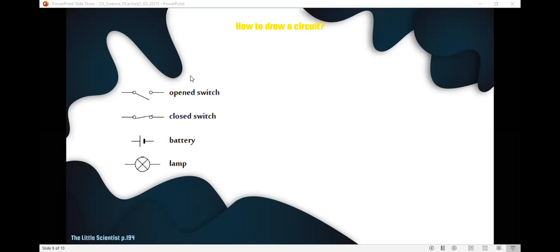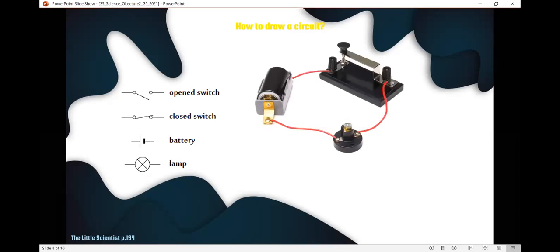To talk about circuits, scientists made symbols to draw diagrams of circuits in an easy way. Instead of drawing a whole battery, a switch, a light bulb, they used symbols. This is the symbol of an open switch, and the closed switch. This is a battery, and this is a lamp. Always the same symbols. You can use them to draw your circuits.